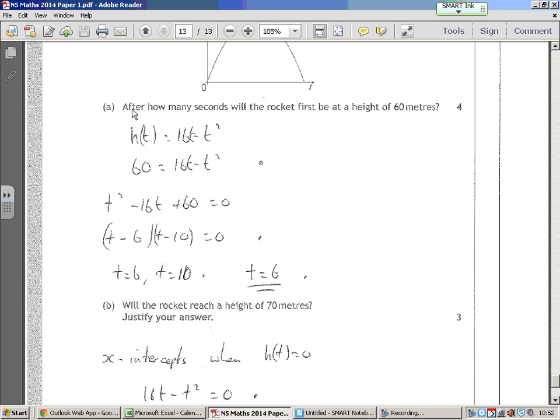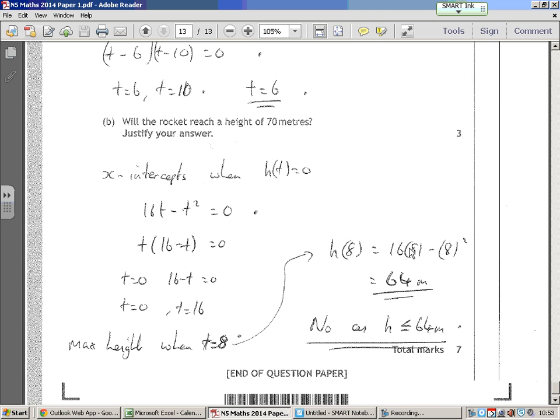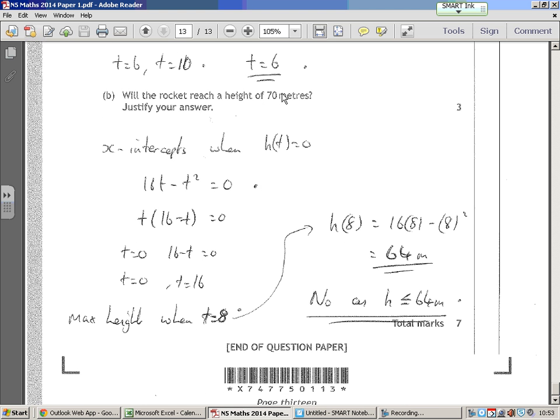Going back to just double check the question. After how many seconds will a rocket first be at a height of 60 meters? Well, obviously 6 comes before 10. So a time of 6 should have an S after that. It's a little bit sloppy. Will the rocket reach a height of 70 meters? Justify your answer.